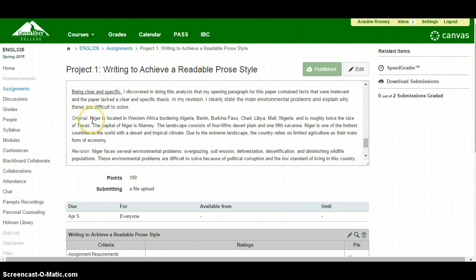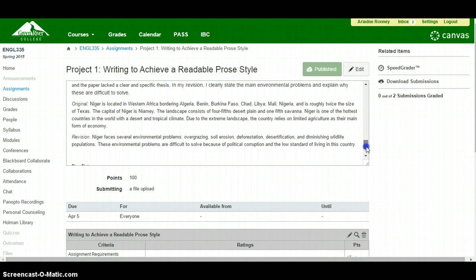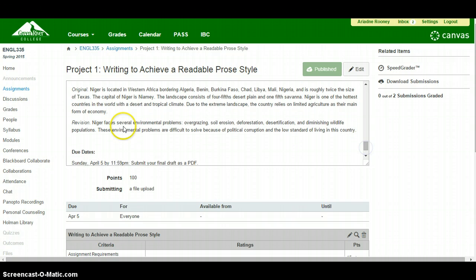She has her original. It's very long-winded. "Niger is located in Western Africa, bordering on Algeria, Benin, Burkina Faso, Chad, Libya, Mali, Nigeria, and is roughly twice the size of Texas. The capital of Niger is Niamey. The landscape consists of 4/5 desert plain and 1/5 savanna. Niger is one of the hottest countries in the world with a desert and tropical climate. Due to the extreme landscape, the country relies on limited agriculture as their main form of economy."